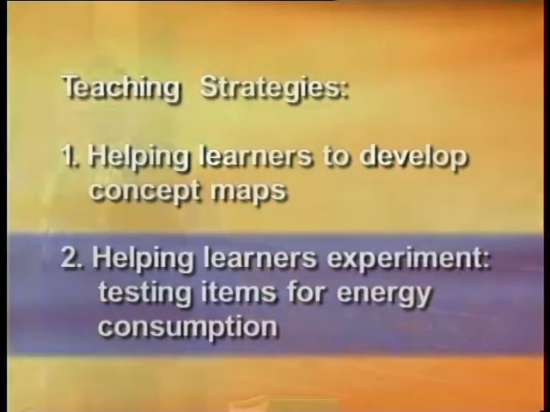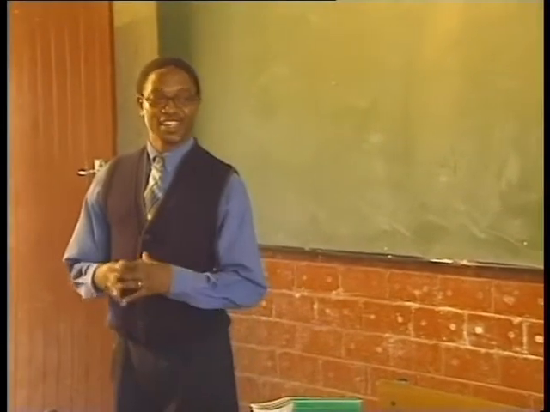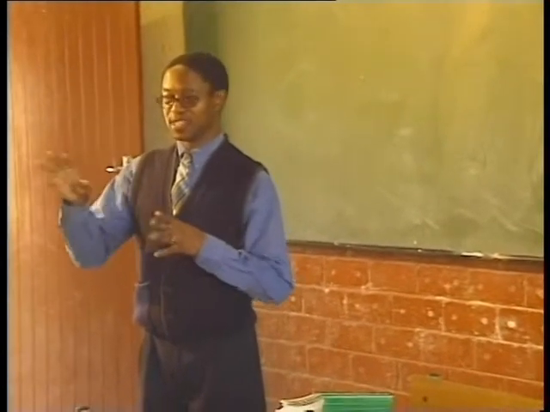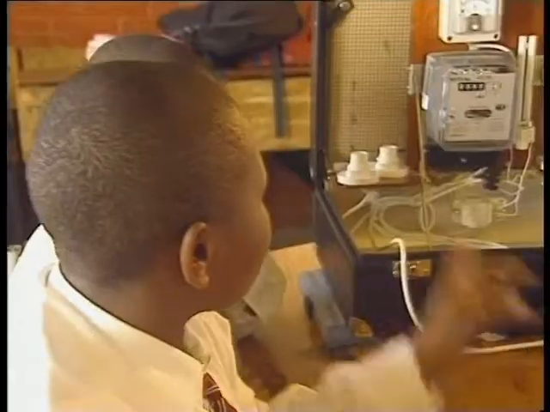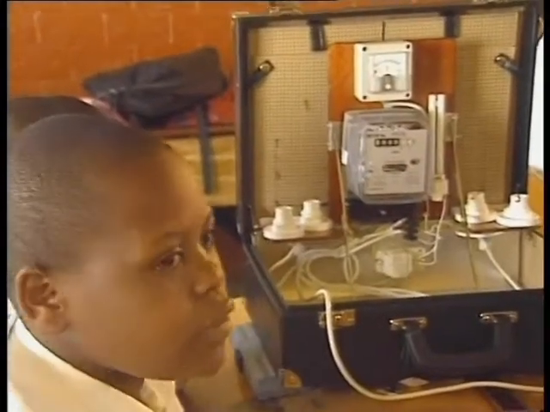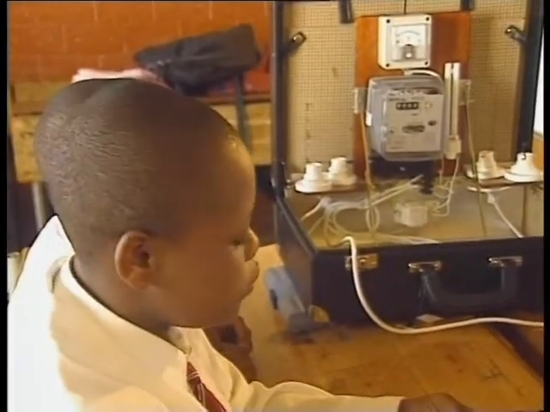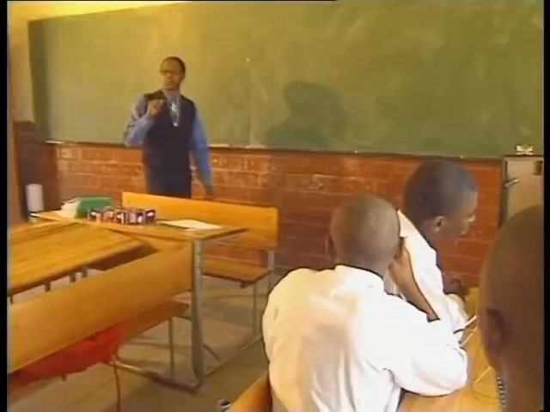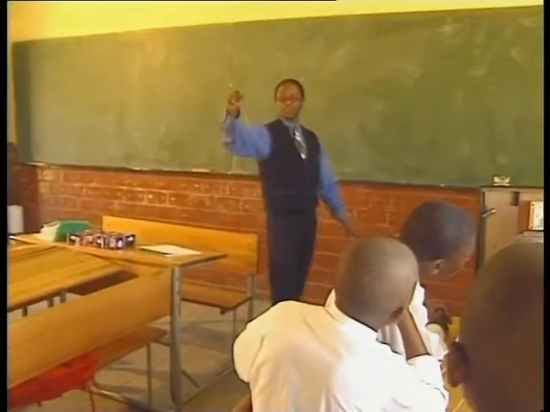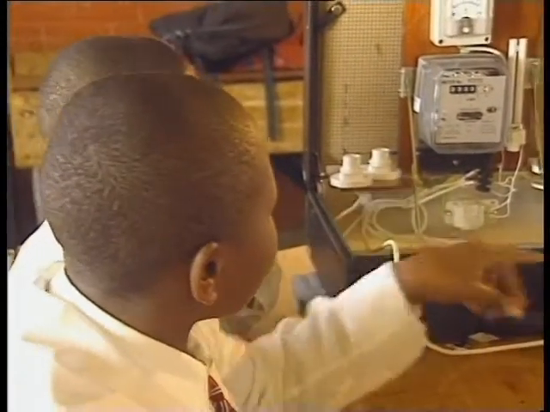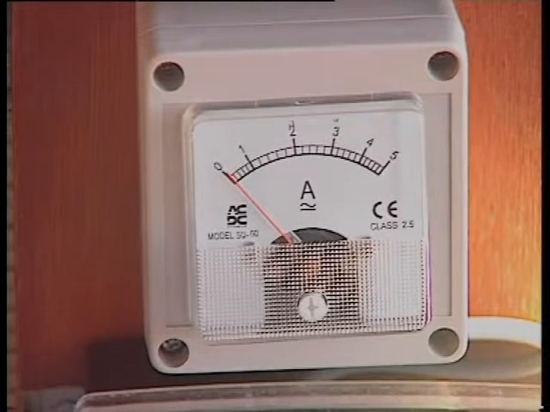Now that the class has discussed energy in broad terms, the teacher can focus on a specific aspect of energy, electrical energy. The learners are working with kits that are made by Eskom. By questioning them, the teacher encourages them to use their prior knowledge. Which one have you ever seen? We have seen before. I've seen the ammeter in our lab. Where is the ammeter? This is the ammeter. That is the ammeter. Good.